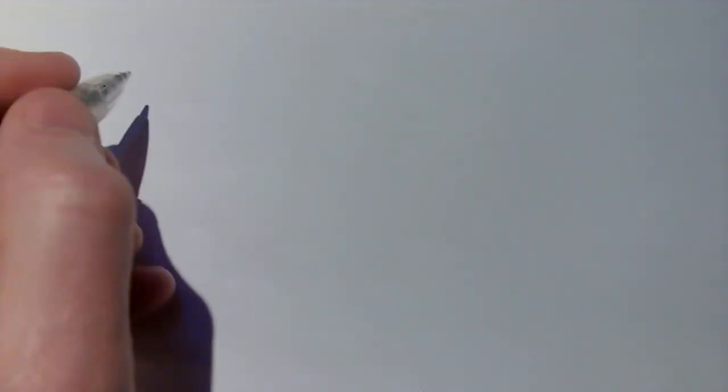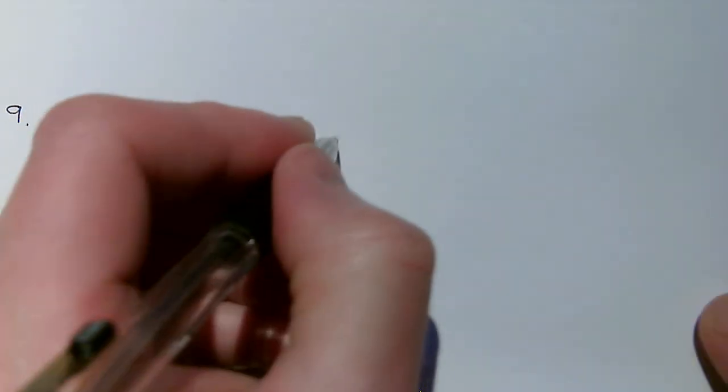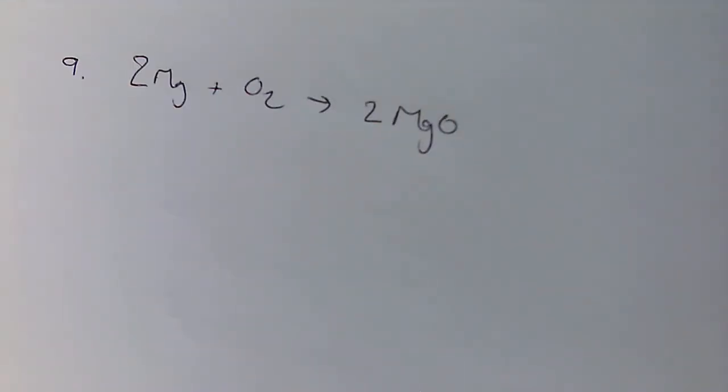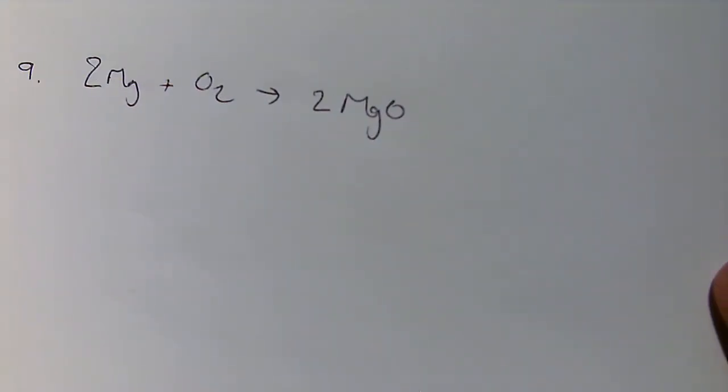Let's just relate that finally to an equation. So point number 9. Let's have a look at our equation that we looked at yesterday. Mg plus O2 goes to 2MgO. Balance that up. I hope you've noticed that the balancing of the equation doesn't actually affect the oxidation states. It's got nothing to do with it.